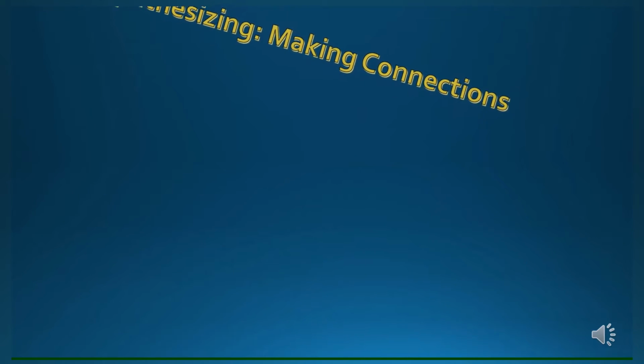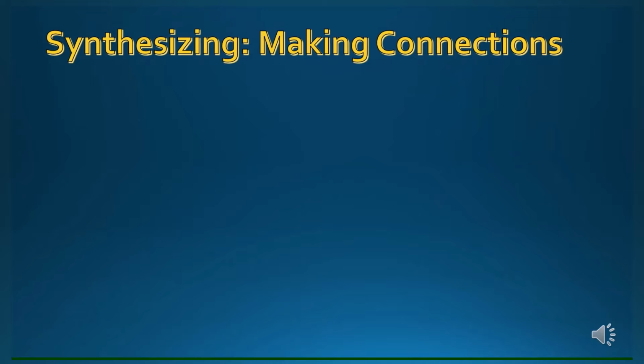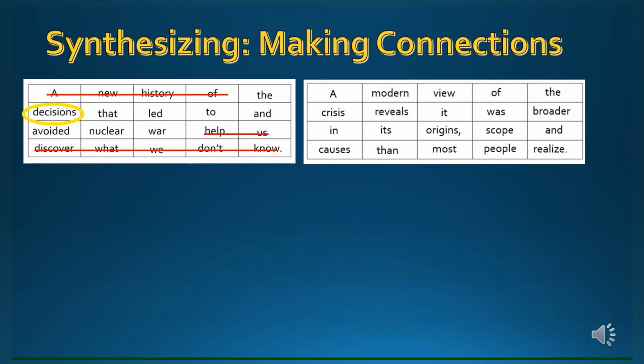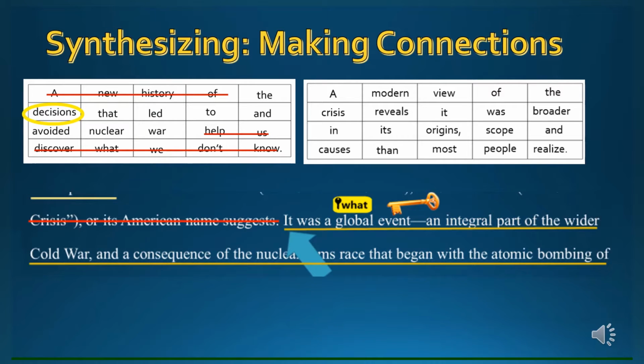If you're wondering why I keep asking you to make connections, it's because when you summarize, it's really important that you are able to pick your head up, look across everything you've read so far, and make connections between these ideas, because ultimately you have to put them together or synthesize them. So here, we started with talking about the decisions that led to and avoided nuclear war. Then we worked in this idea of a modern view or a new history. A modern view of the crisis reveals it was broader in its origins, scope, and causes than most people realize. And we need to put those two together.